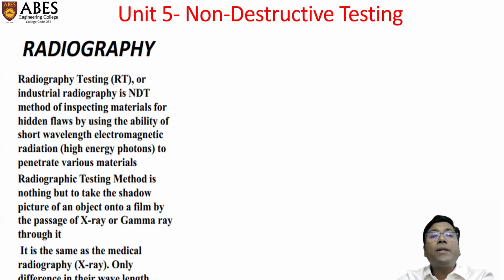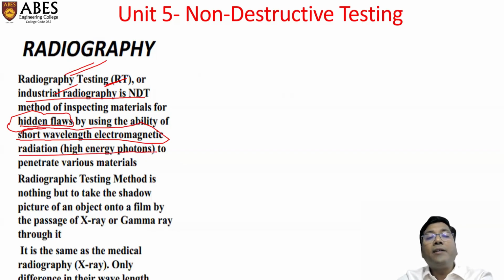Coming on to the next NDT technique, that is radiography. Radiography testing, RT or industrial radiography, is an NDT method of inspecting material for hidden flaws. This radiography is for hidden, inside flaws; the depth also we can find by this radiography, by using the ability of short wavelength electromagnetic radiation. The electromagnetic radiation required is short wavelength X-rays or gamma rays, high energy photons to penetrate various materials.